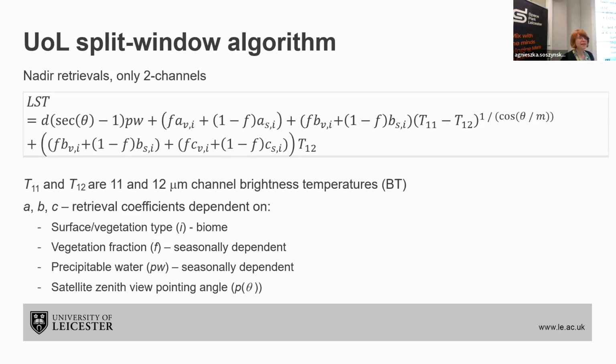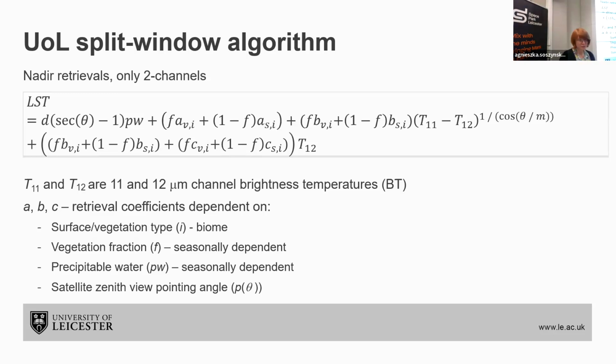What it does, it takes nadir retrievals from two bands, and it has coefficients which are dependent on various parameters, being surface or vegetation type, which we account for as biome. This is based on the Land Cover CCI biome. So if you want to find more information on that, you can.